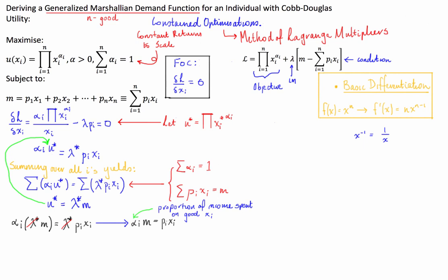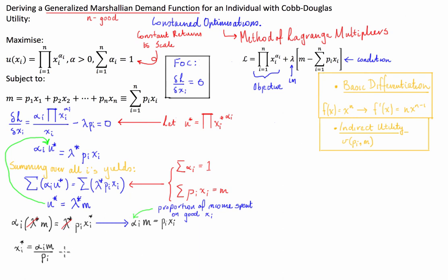because we have here an optimal value of xi to be equal to, and this is just from rearranging this formula here, alpha i times m over the price of good i. Okay, so now that we've got this optimal amount of good xi that the consumer wants to buy, we can then compute the consumer's indirect utility function.